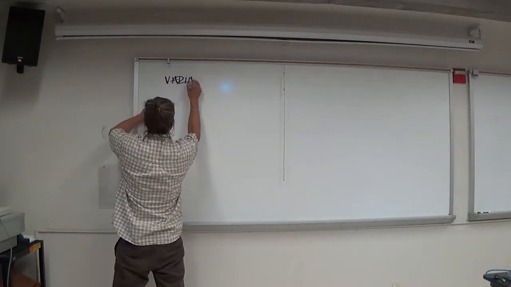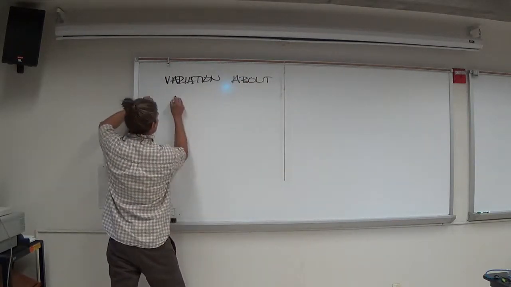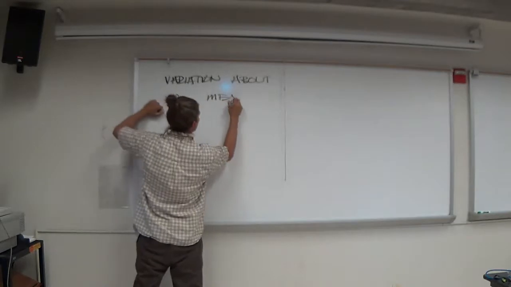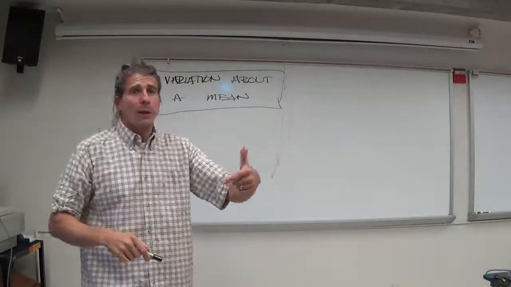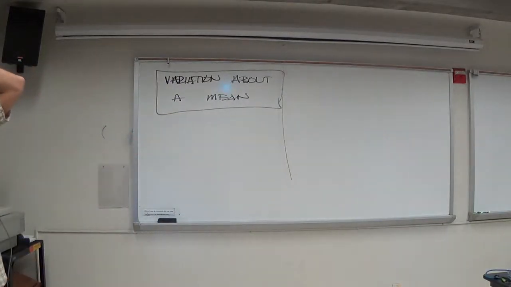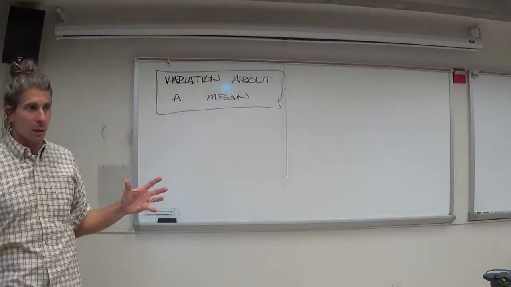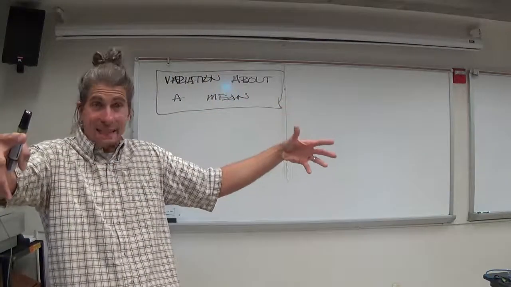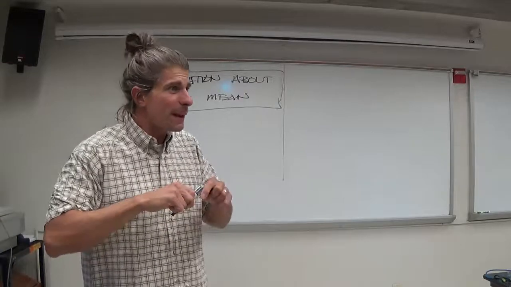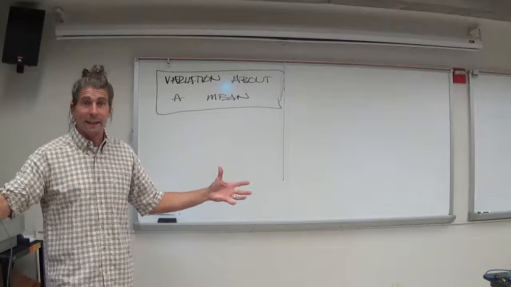Variation about or around a mean. What this whole topic was, and we're going to continue it today, is how much does data shift around an average? How variable or how non-variable, how consistent or how inconsistent is data? That's the big idea. How consistent, how tightly clustered, how inconsistent, how widely clustered.